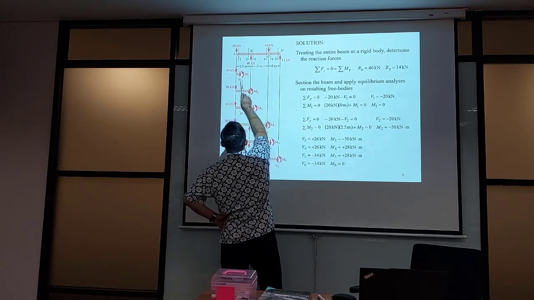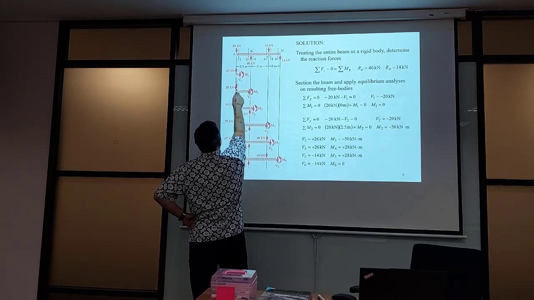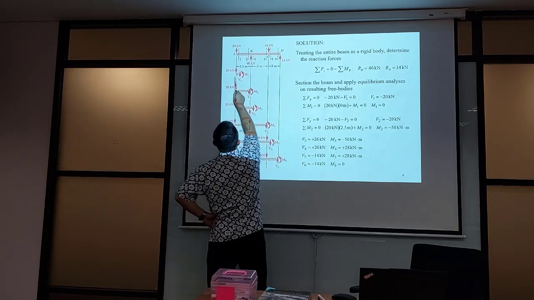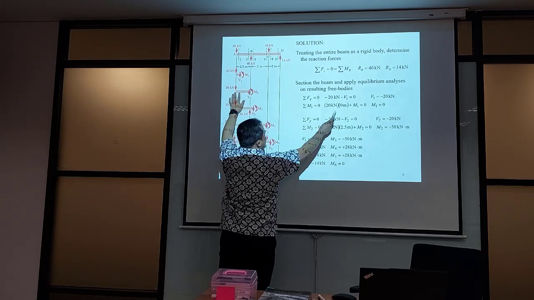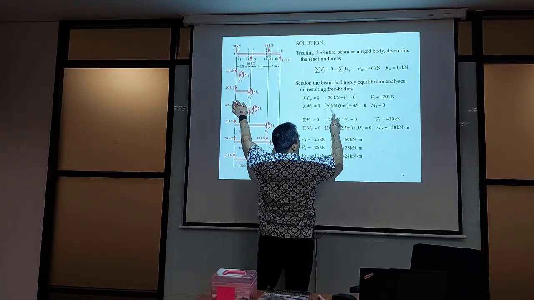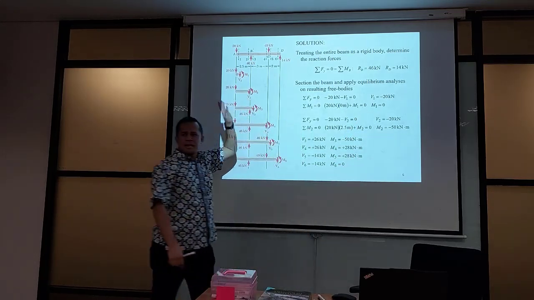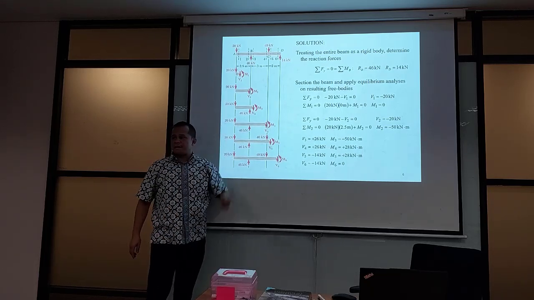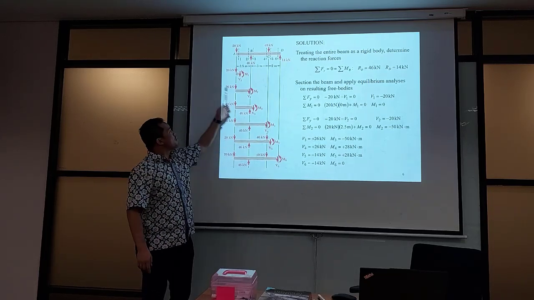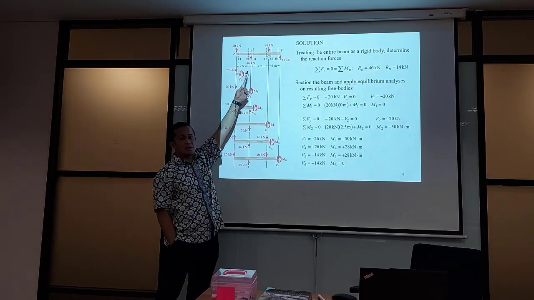For M1, the location is very near the 20 kilonewton load. The 20 kilonewton has almost zero distance to M1. So 20 times 0 plus M1 equal to 0, therefore M1 is equal to 0. That is a location just near position A. And then you move to the next load, which is the support, 46 kilonewton.